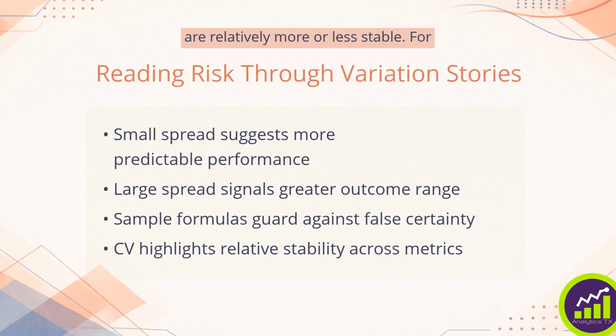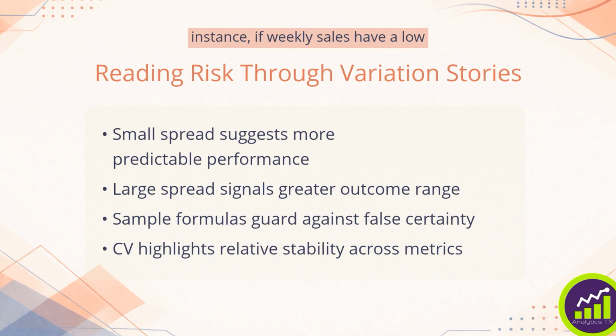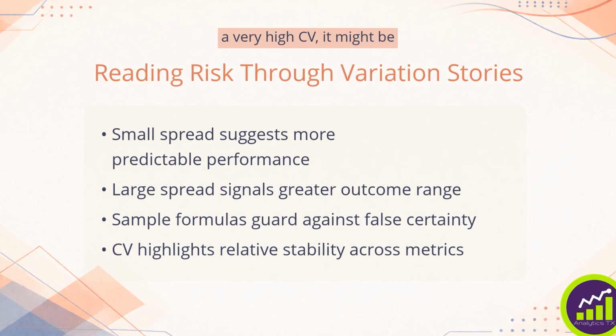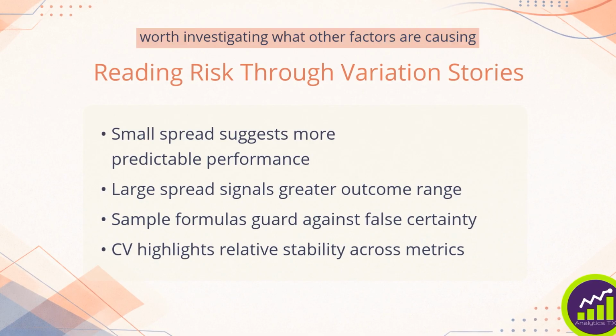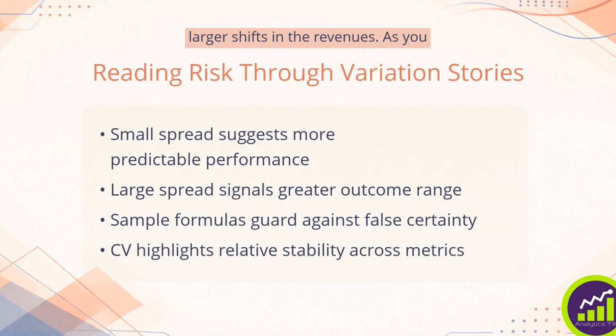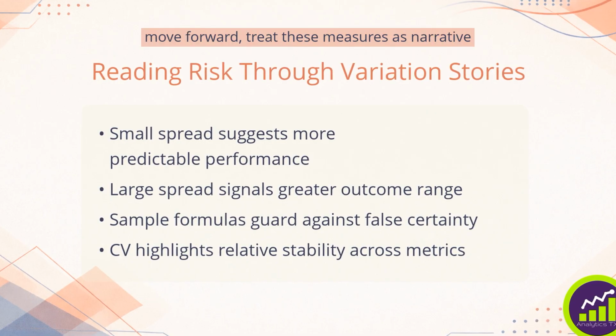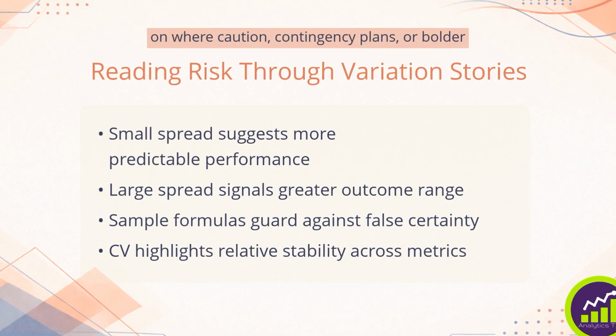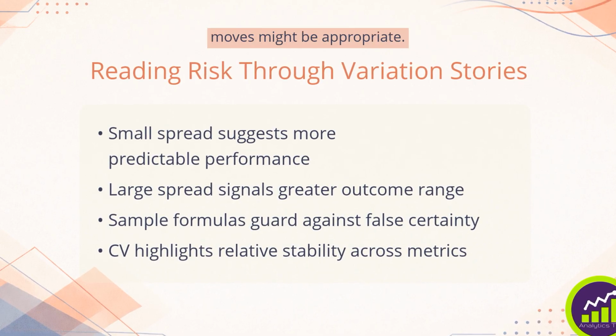For instance, if weekly sales have a low CV, but the weekly revenues are showing a very high CV, it might be worth investigating what other factors are causing larger shifts in the revenues. As you move forward, treat these measures as narrative tools that translate numbers into clear guidance on where caution, contingency plans, or bolder moves might be appropriate.